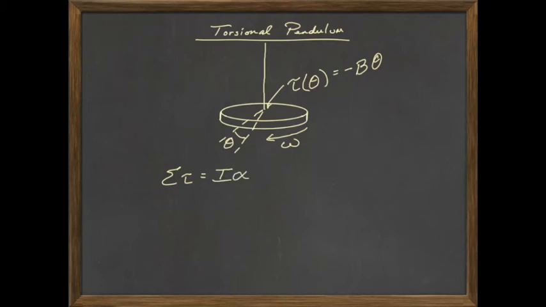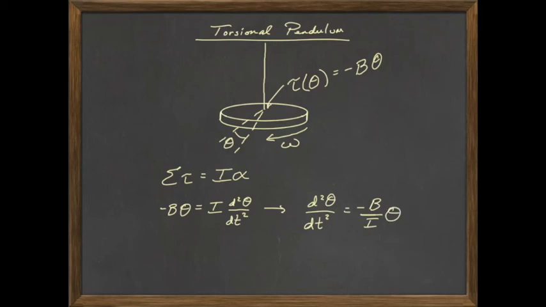So we're going to solve it the way we've done everything else. We're going to look at torques. The net torque is what we just gave as the function, minus B times the angle. Then you have moment of inertia times the second derivative of angular position. If we divide by I, we again get a simple harmonic oscillator, where the angular frequency is the root of B over I, which means the period is 2 pi times the square root of the reciprocal, I over B.